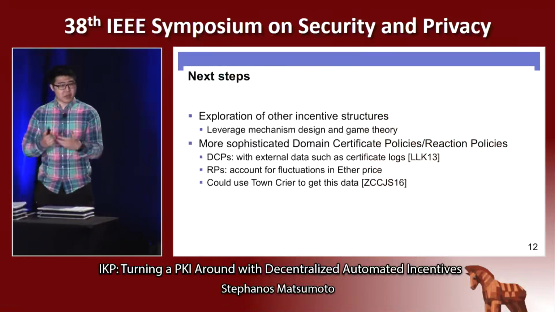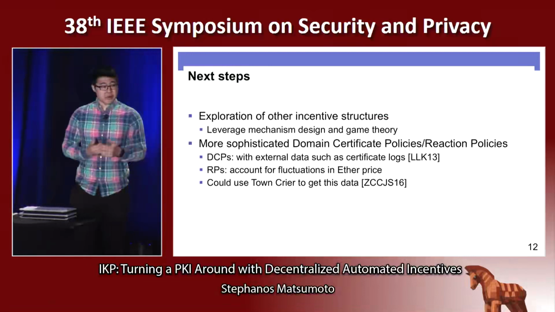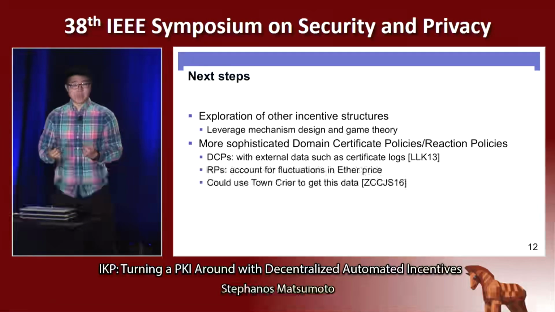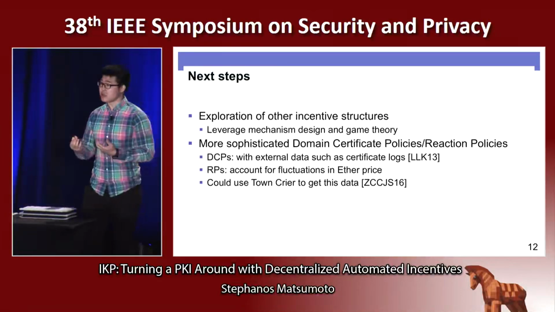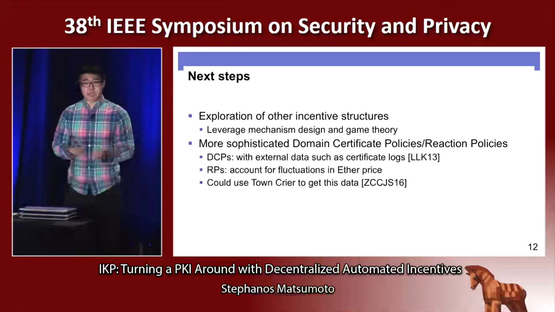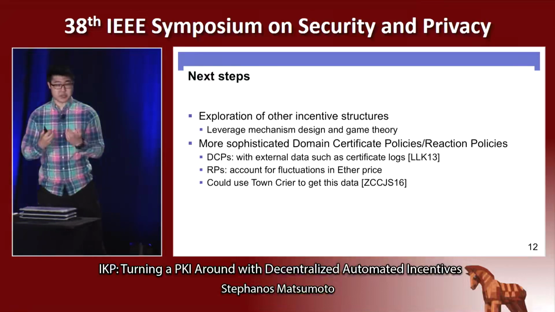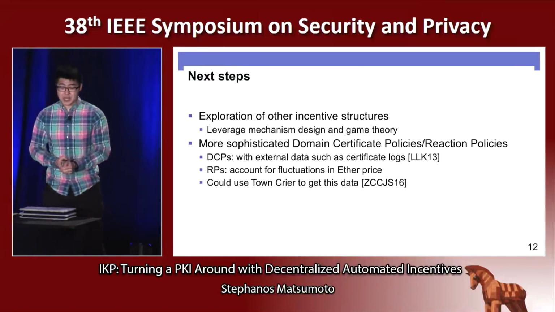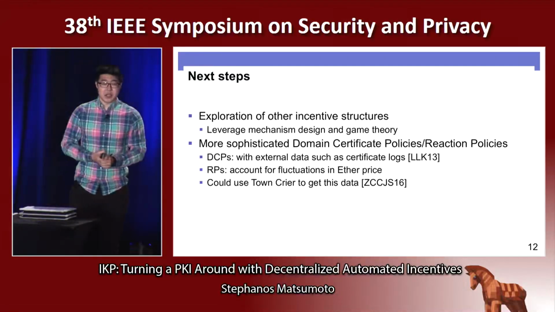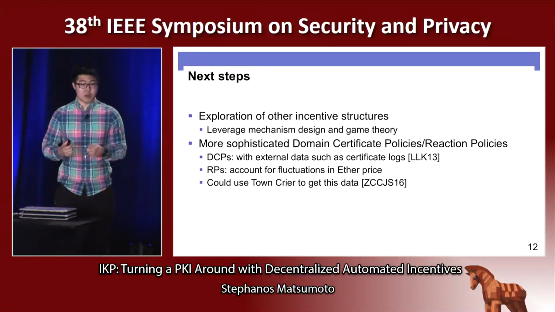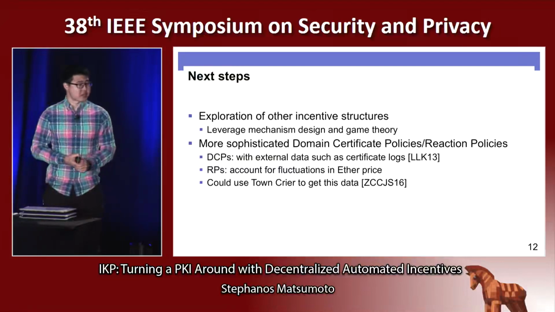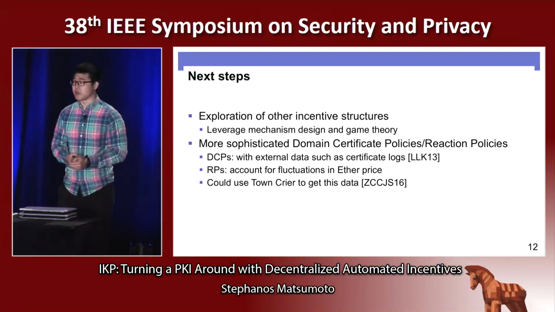So for our next steps, there's still a lot of work to be done. We'd like to explore other incentive structures, and in order to do that, we could leverage principles from mechanism design and game theory to really explore what are the strongest incentives that we can offer through the use of IKP, and we'd like to explore more sophisticated certificate policies and reaction policies. In particular, we'd like to be able to interface with external data using a system such as Town Crier. So for example, we could have in a certificate policy a requirement that a certificate be logged in, for example, a certificate transparency log, and policies could account for fluctuations in ether price to provide a more real-world guarantee of how much a domain or detector will receive.